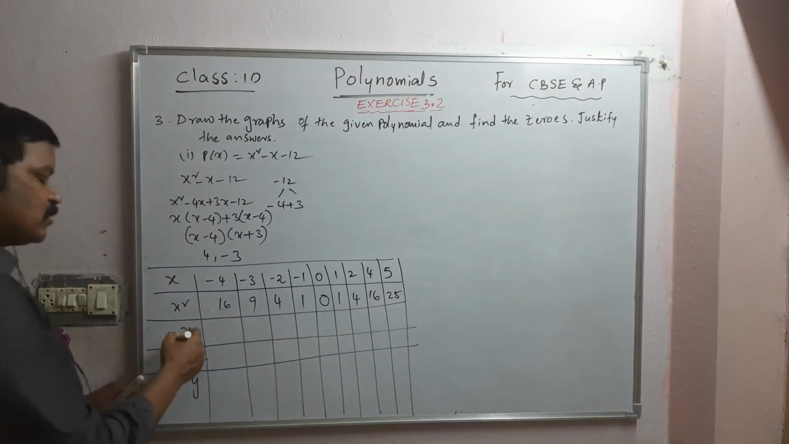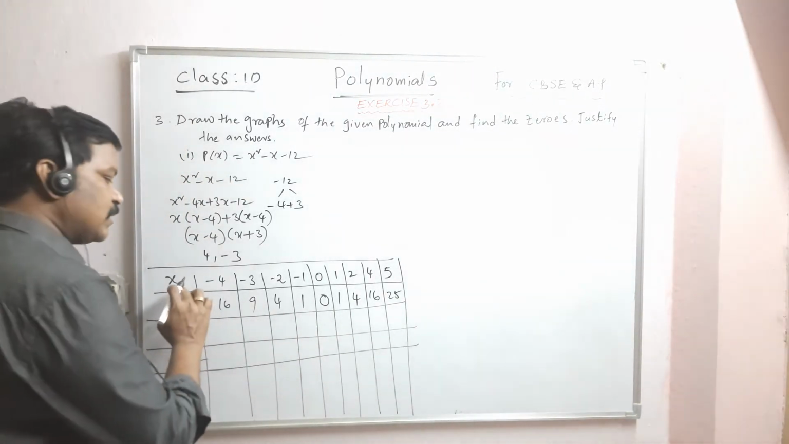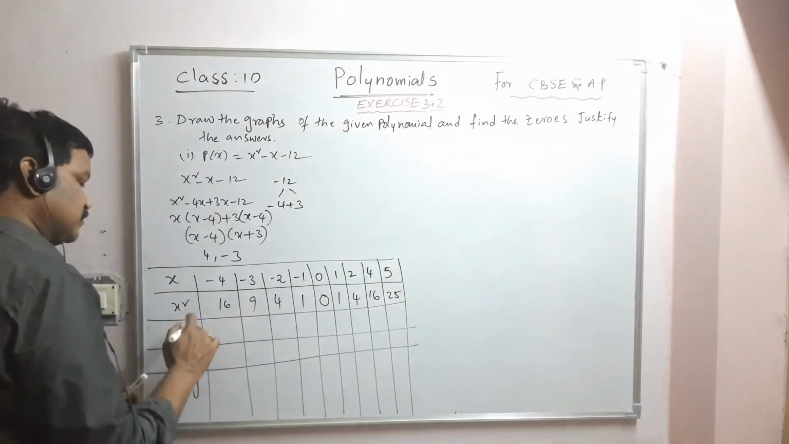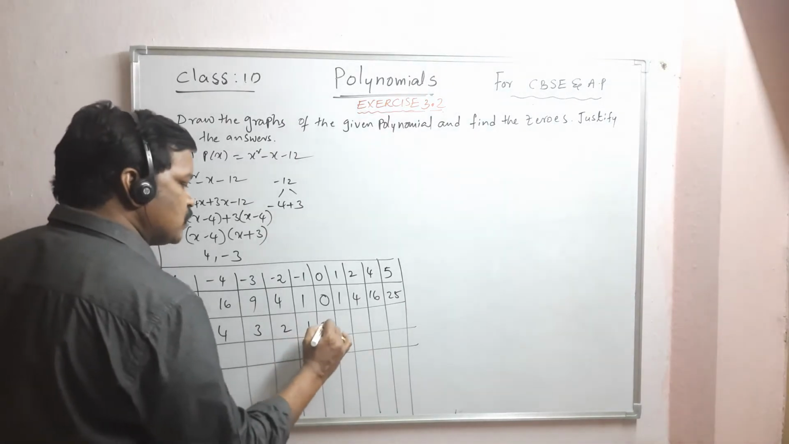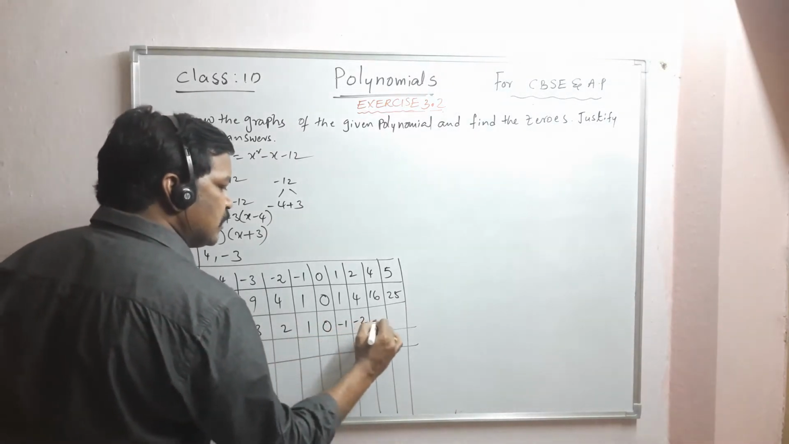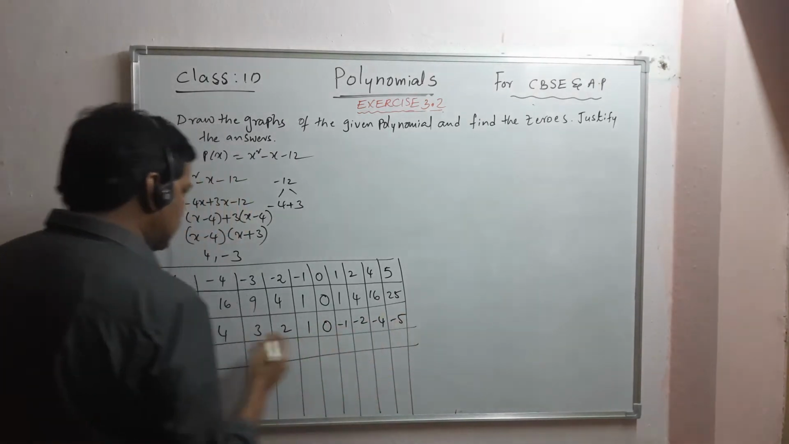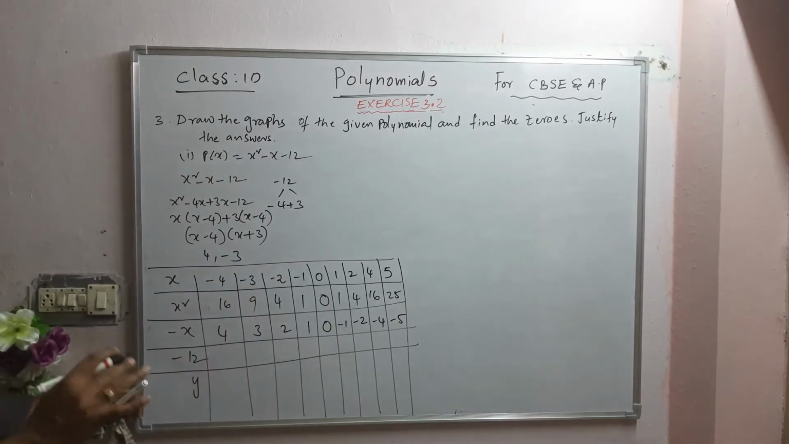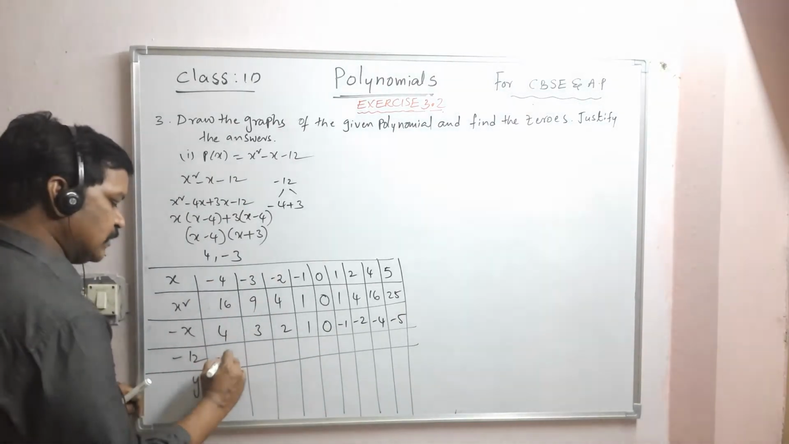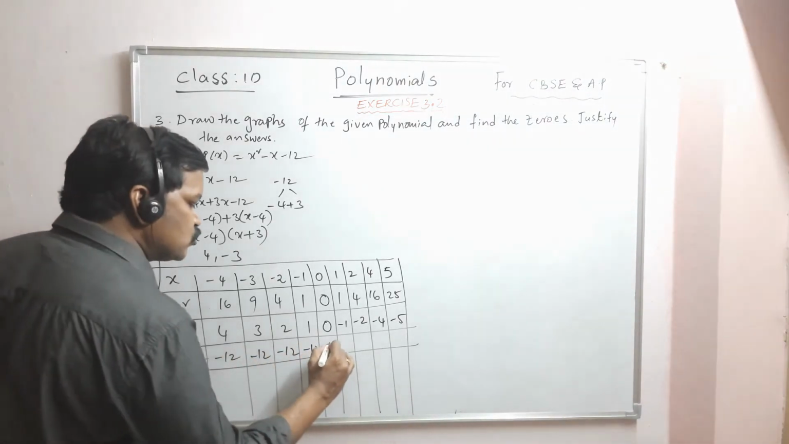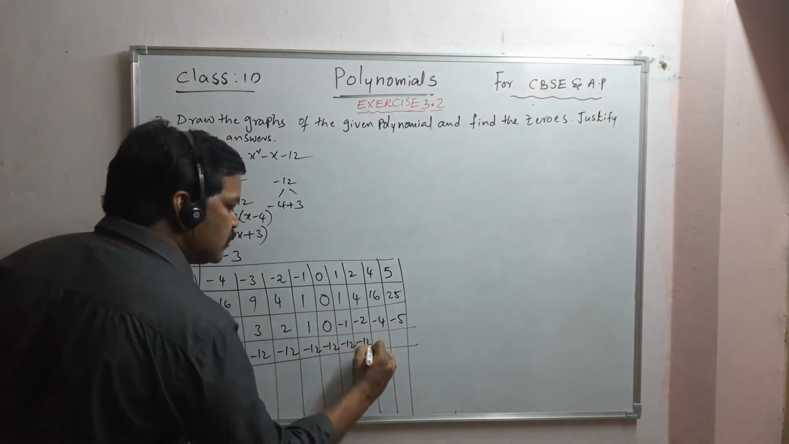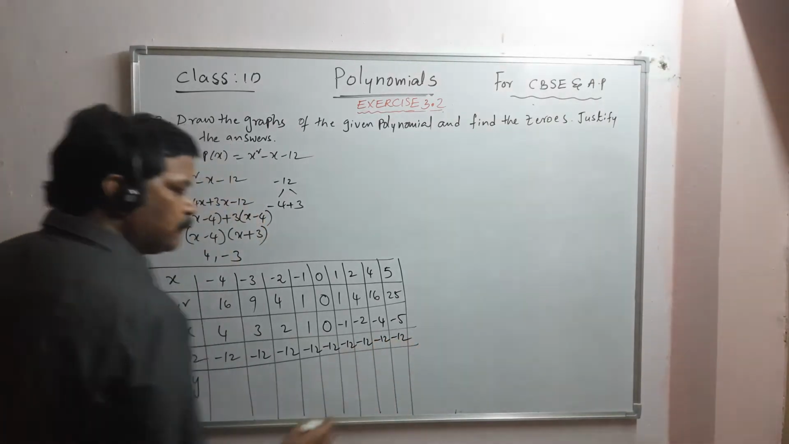Right. Minus of x, that means we multiply with minus. That means plus 4, plus 3, plus 2, plus 1, 0, minus 1, minus 2, minus 4, minus 5. Just change the signs simply. Next one is minus 12. Same as it is, right? Minus 12 for every value.